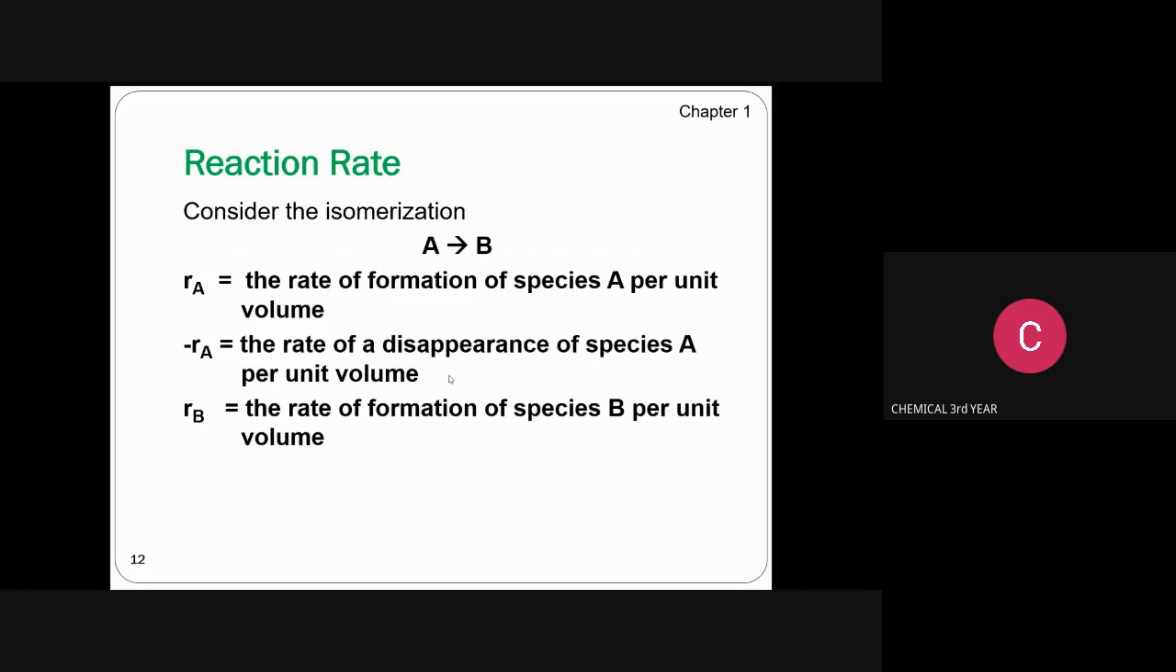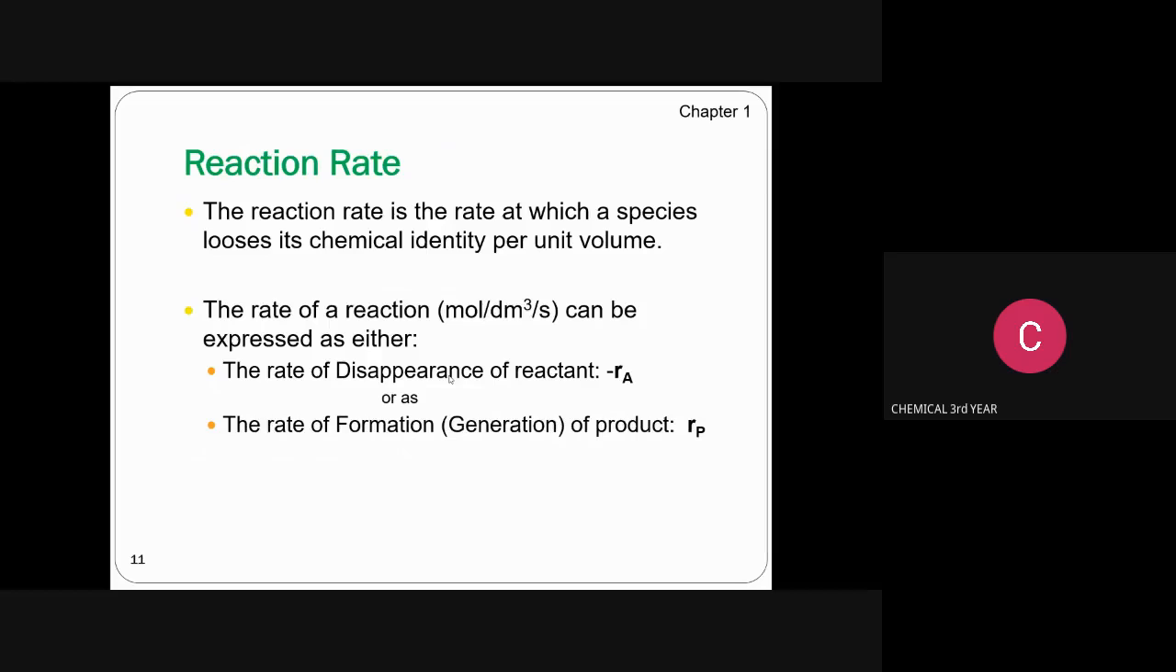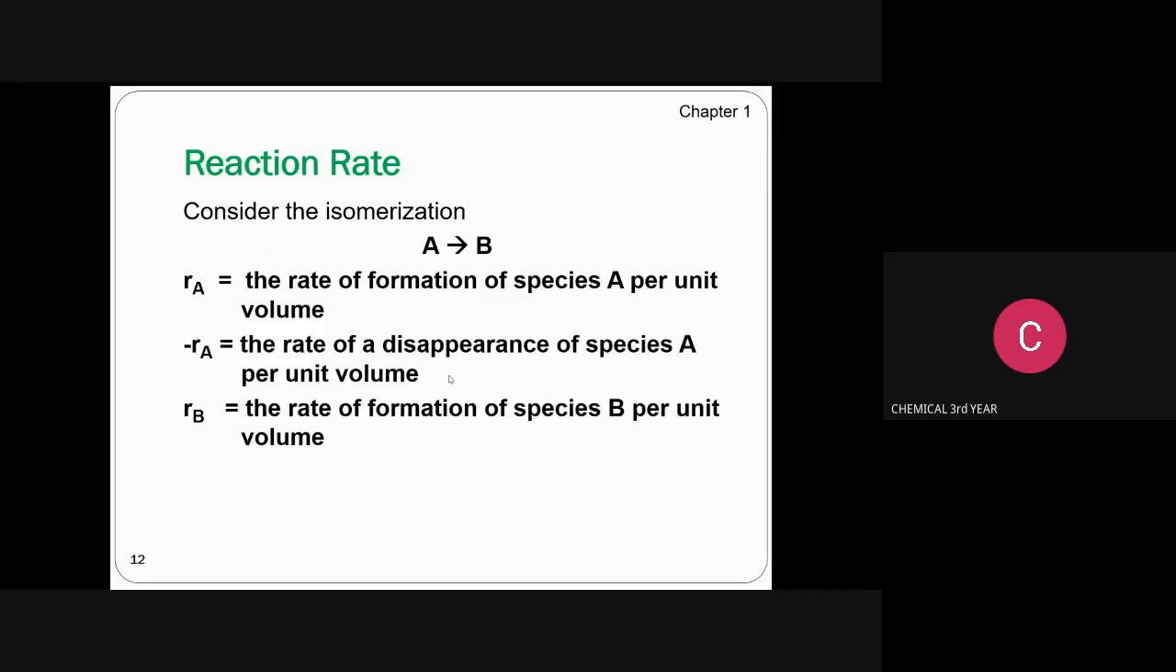Now, as I told you, you all know about the isomerization process. Let's have a look at it. Isomerization is nothing but a normal atom or molecule being converted into the isomeric form. This is the definition given by Google. Now consider the isomerization reaction. A gives product B. RA is the rate of formation of species A per unit volume, and minus RA is the rate of disappearance of species A per unit volume. RB is the rate of formation of species B per unit volume.